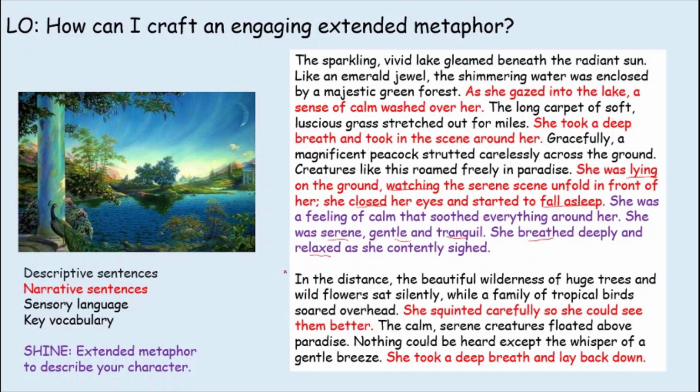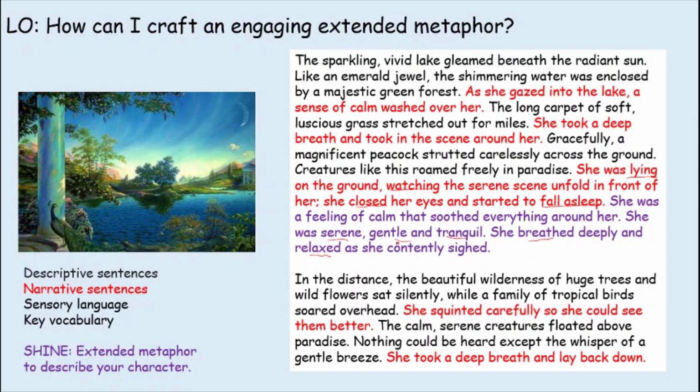So new paragraph here because I've moved on to a different part of the scene and more description. In the distance, the beautiful wilderness of huge trees and wildflowers sat silently while a family of tropical birds soared overhead. Now more narration to break it up. She squinted carefully so she could see them better. The calm, serene creatures floated above paradise. Nothing could be heard except the whisper of a gentle breeze. And now I've ended my opening paragraph on more narration. So when I do my next paragraph, it leads in really nicely to what my character is doing. She took a deep breath and lay back down, which leaves us really nicely to move on.